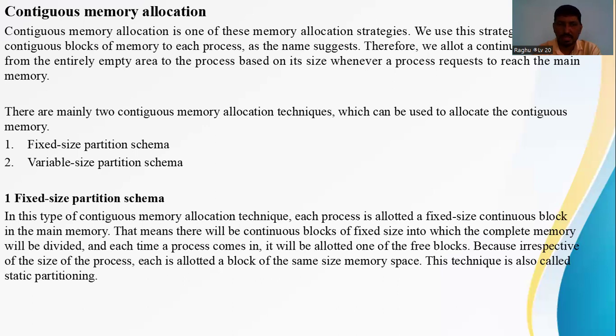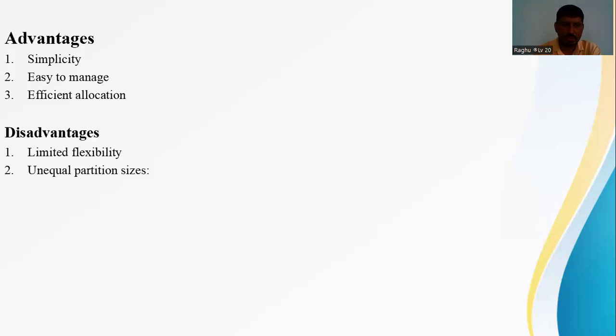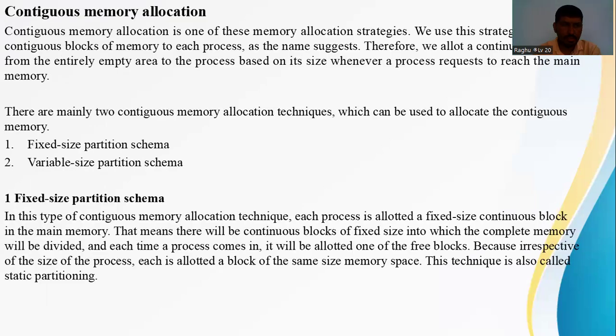So in this type of continuous memory allocation technique, each process is allocated fixed continuous blocks in the main memory. That means the complete memory will be divided into continuous blocks of fixed size. As a process comes in, it will be allocated to a free block. So this is the fixed size partition scheme.